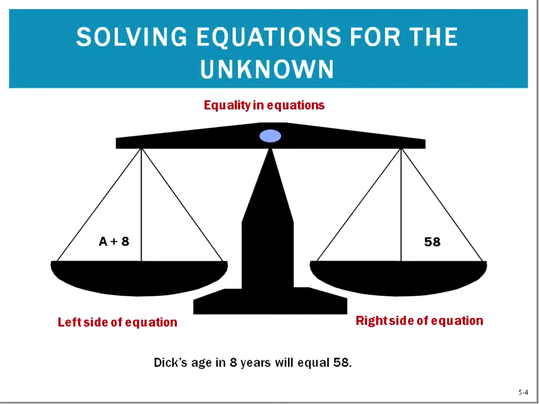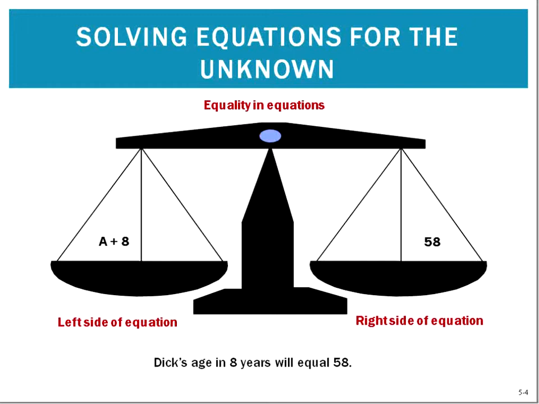So on the left side of the equation is a plus 8. What is a? It's the unknown. We don't know, right? So something, his current age, plus 8, because in 8 years he's going to be 58. So what plus 8 is 58?